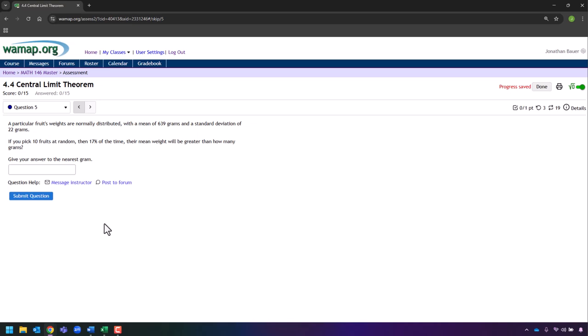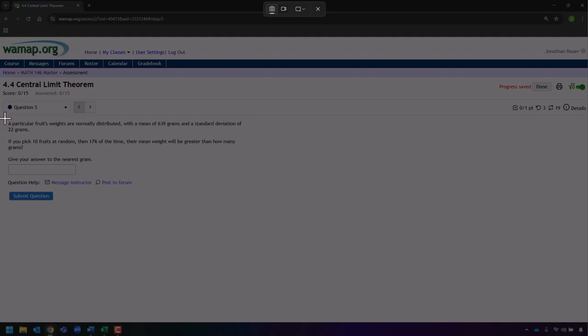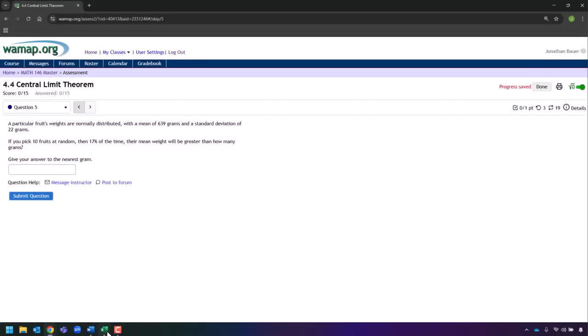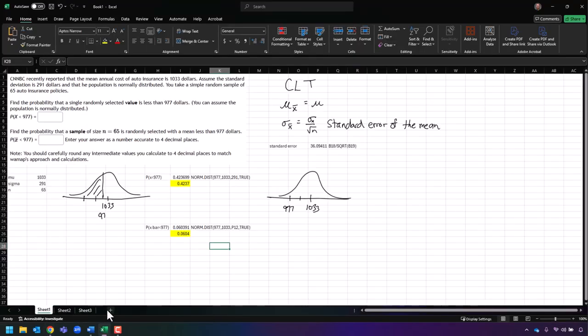This one's new. A particular fruit's weights are normally distributed with a mean of 639 grams and a standard deviation of 22 grams. If you pick 10 fruits at random, then 17% of the time their mean weight will be greater than how many grams? So again, a little snip. Head over to Excel to do some work.